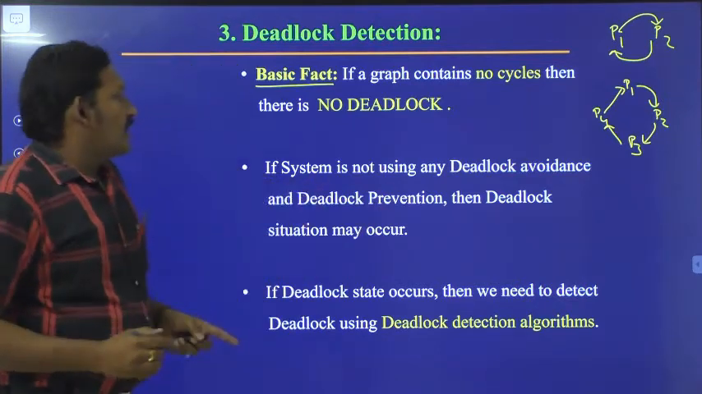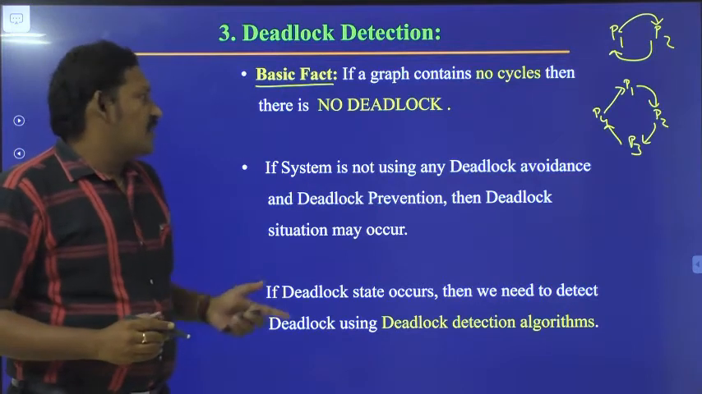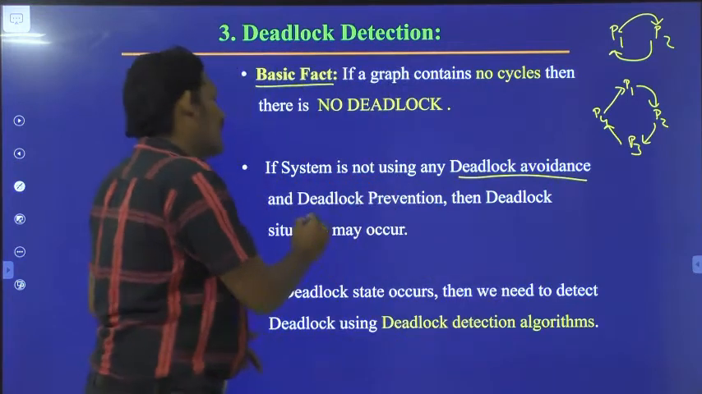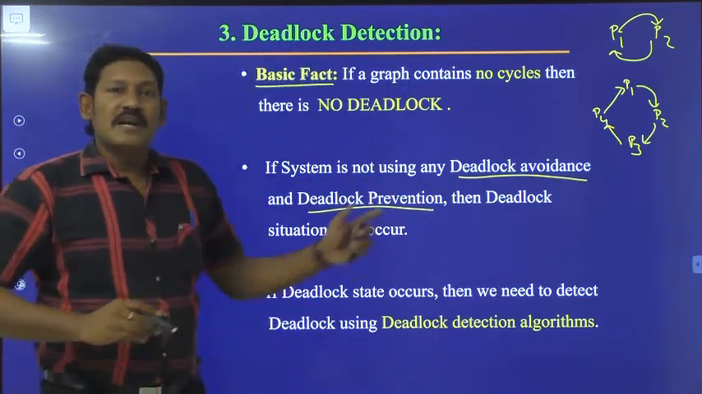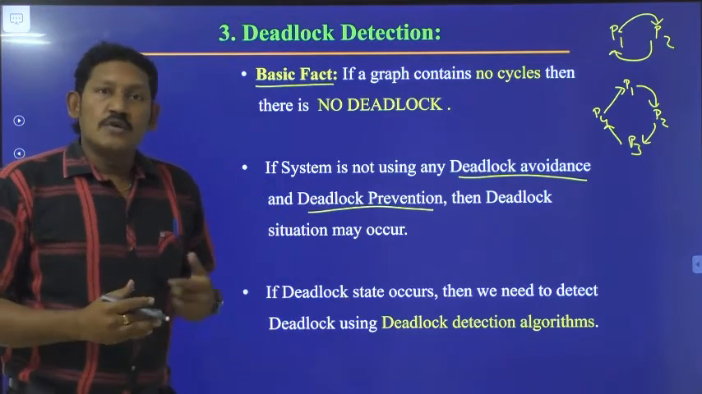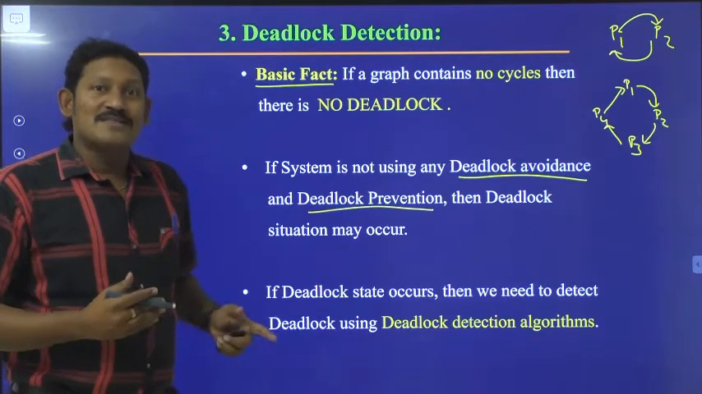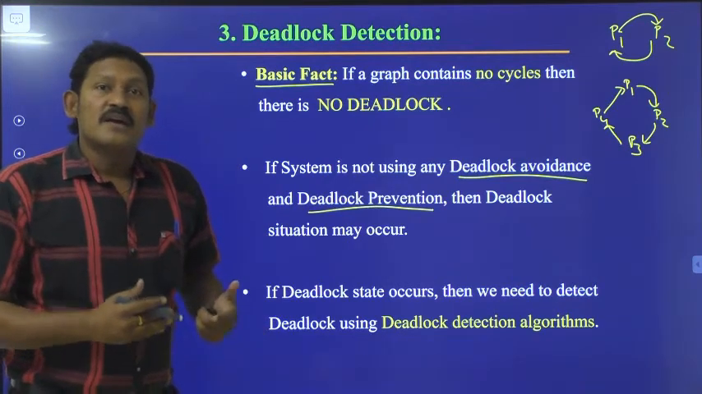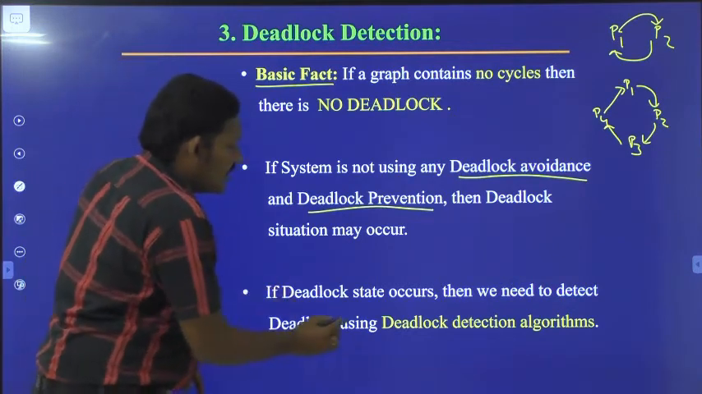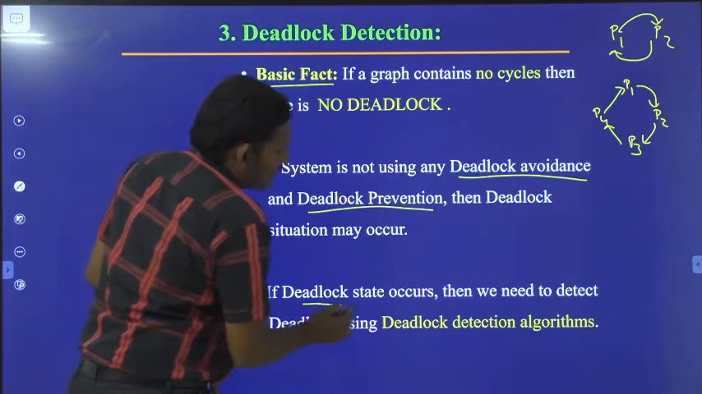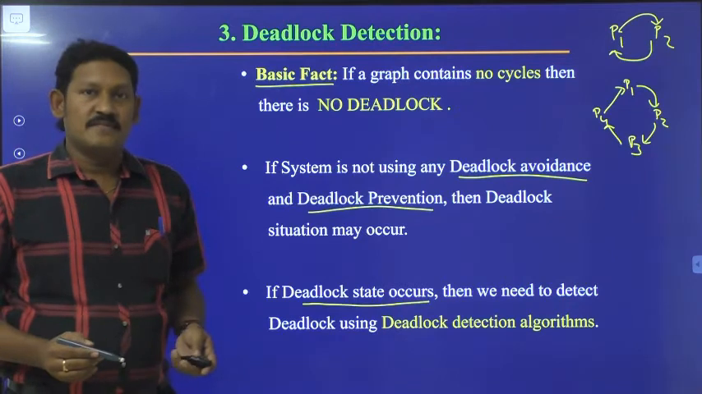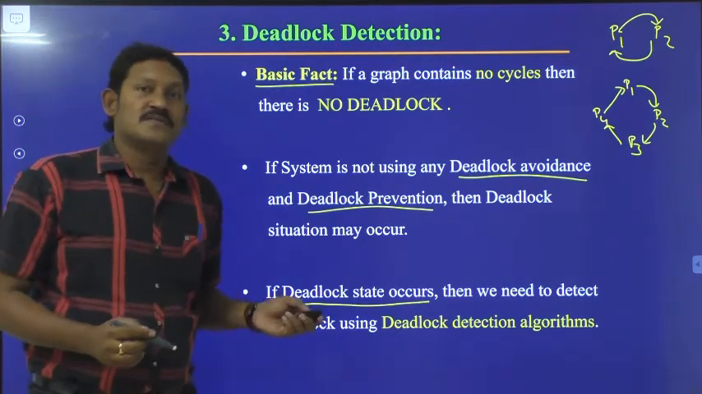Here, what the author is telling is that we have to check whether we have performed deadlock avoidance and deadlock prevention. If you have performed deadlock avoidance and deadlock prevention, it is okay. If you have not used deadlock prevention or deadlock avoidance, then there is a chance that deadlock may take place. So we need to detect whether deadlock occurs. That can be done by using deadlock detection algorithms, and we will see those algorithms.